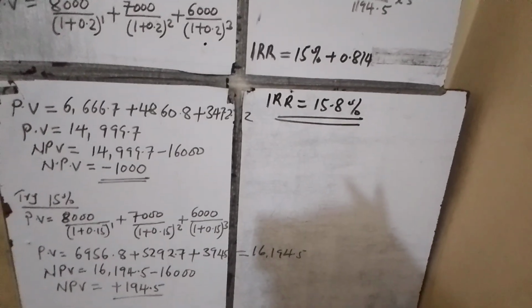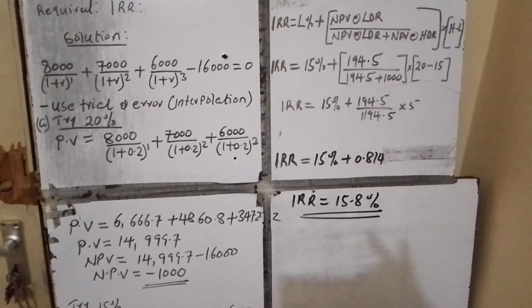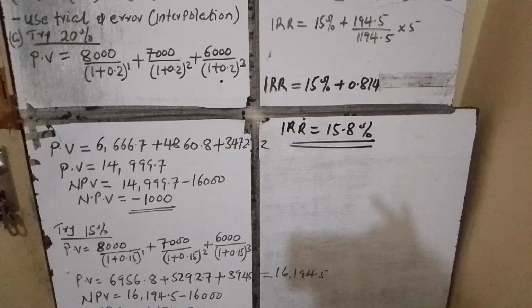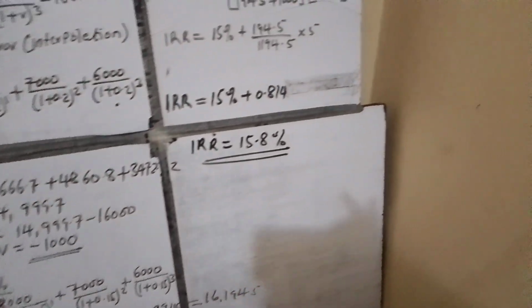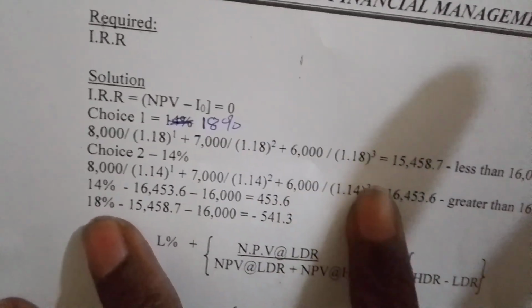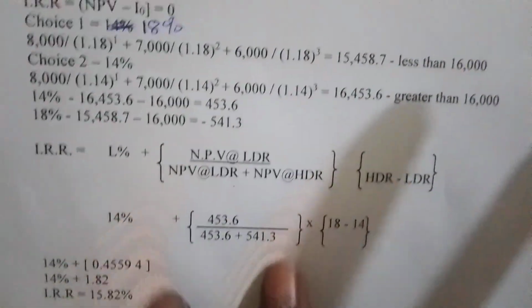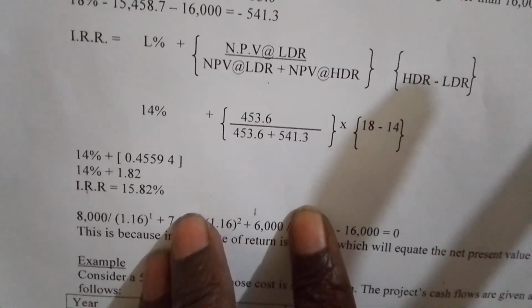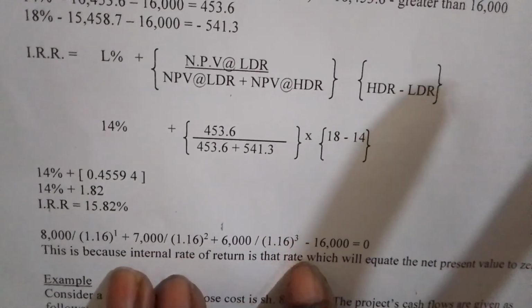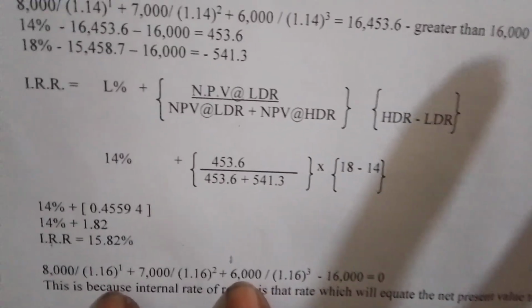15.82% is the same as what we got on the other side. Even though we tried 20% and 15%, we got an IRR of 15.8%. And that is why, even when I try different percentages, 18% and 14%, we have to arrive at the same answer, that is 15.82%. You can prove that.